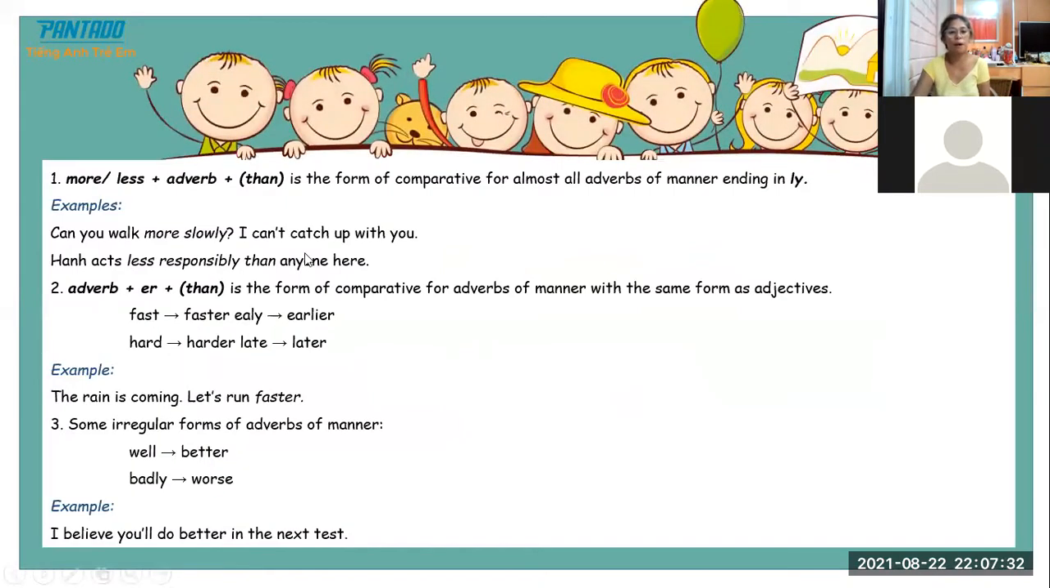Now we have here the grammar: more or less plus adverb. So we know already that when we use the word than, it is in comparative form. Comparative form, so you have to compare. Example: can you walk more slowly?